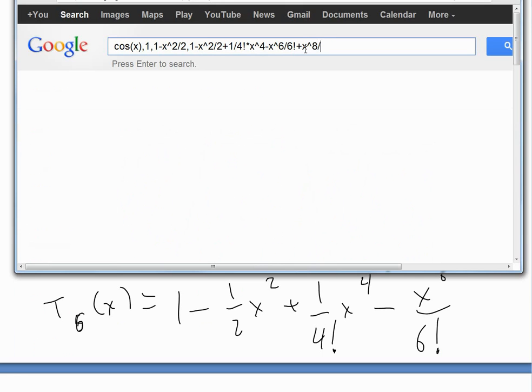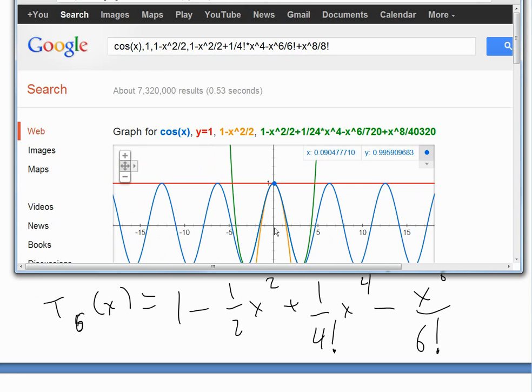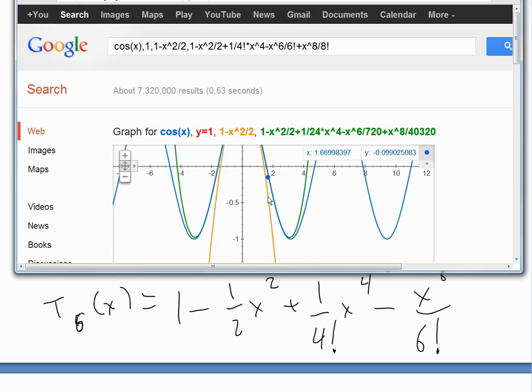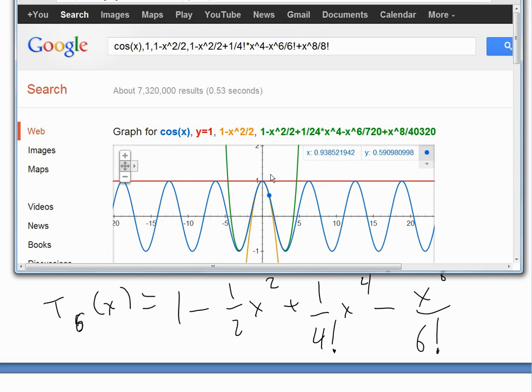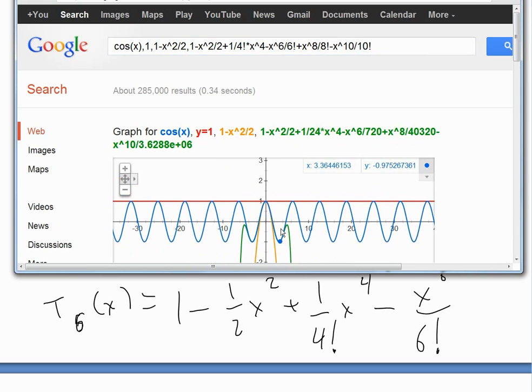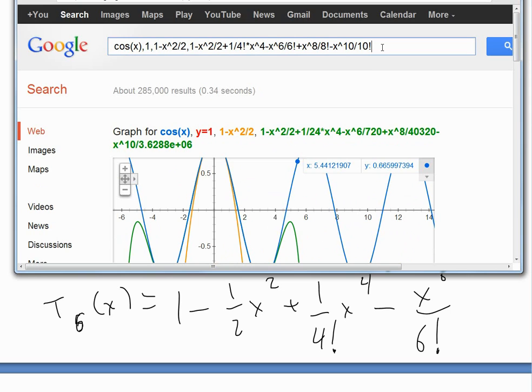Plus x to the 8 divided by 8 factorial. And now it's going up. Yeah, so now as you can see, the green one is going back up to this one, so it's almost following a trigonometric function like cosine. So if you keep going on further, this becomes pretty ridiculously close. 10 factorial. So there you go, it's almost looping down again.